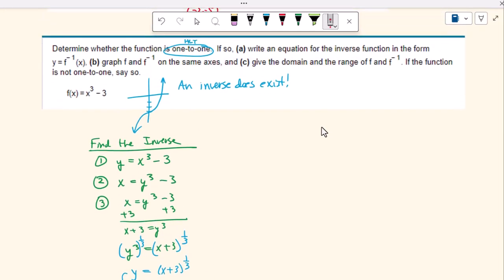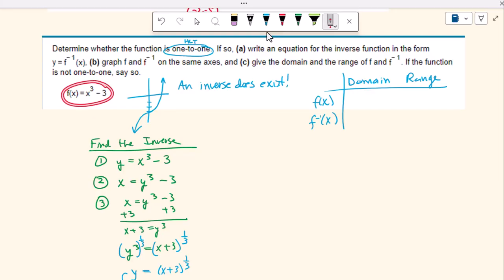And then what I'd like to do also is come up here and talk about the domain and the range. This is not very exciting for this problem because the domain and the range are all real numbers. We're going to run into some problems where it's a little bit more exciting. So let's look at the function f of x and f inverse of x. When we look at this, there's no restrictions on this. There's no square roots, there's no denominators, there's nothing to restrict this function. So the domain is all real numbers.